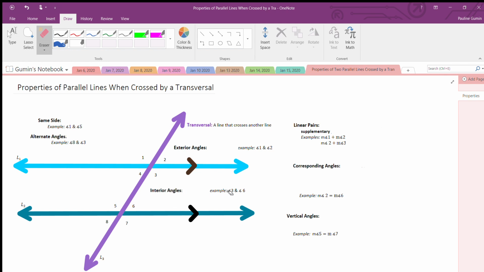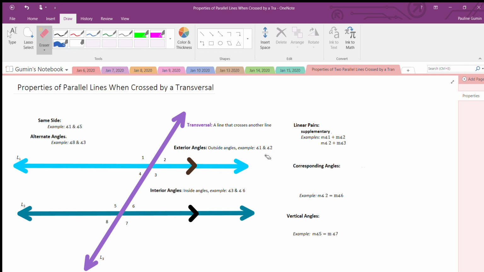Let's take a look at interior angles. We have an example, 3 and 6. They're inside, interior. That's really what it means, inside angles. From that, hopefully you can deduce that exterior are external angles. So 1 and 2 are on the outside of our little parallel lines.